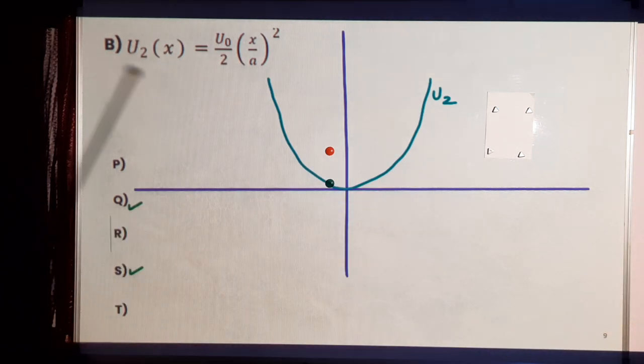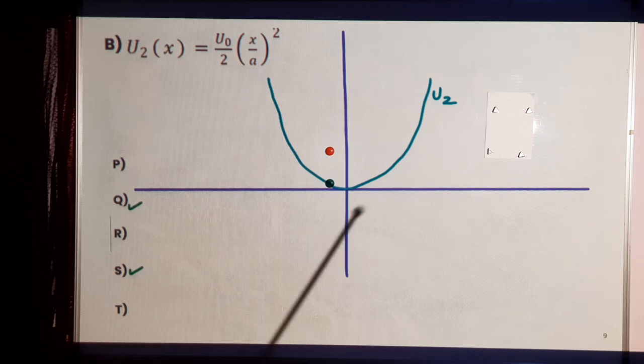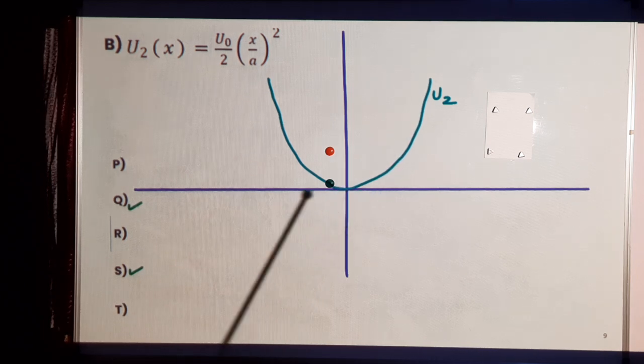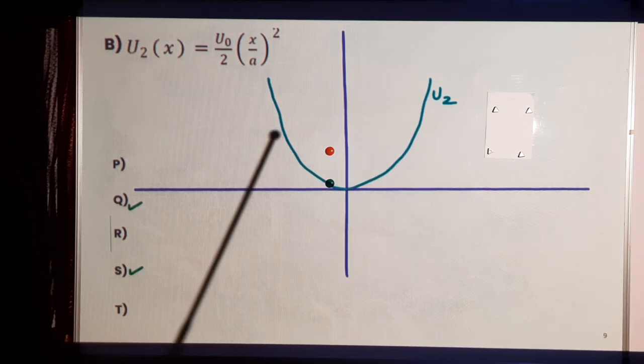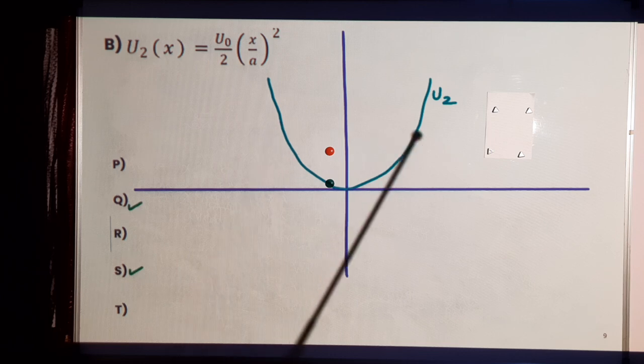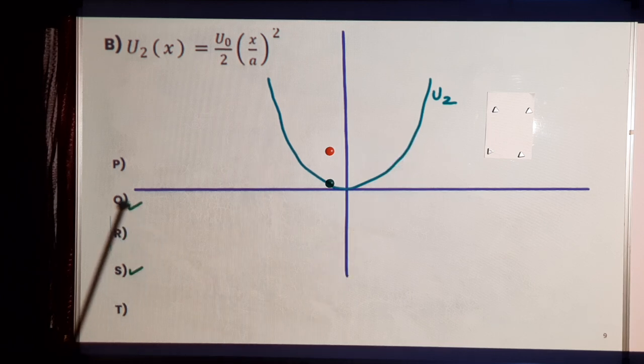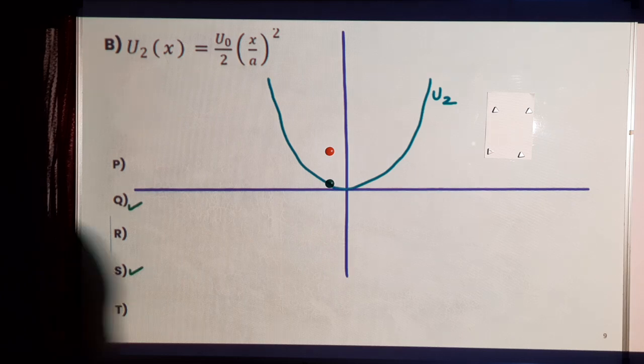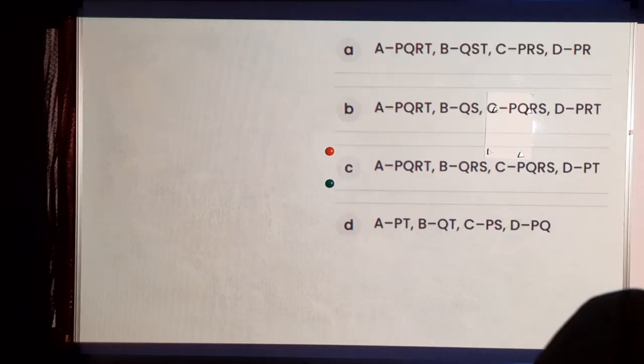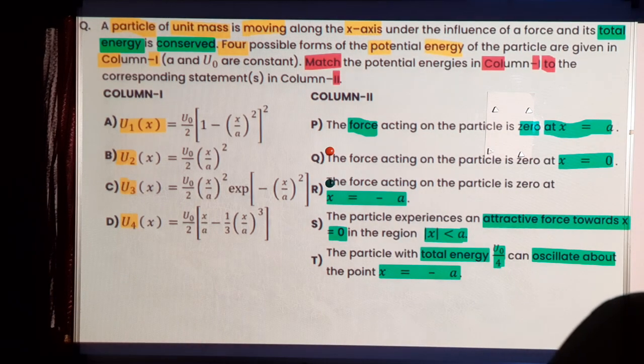Option B, the potential is of this form. It's a simple parabola. So the force is 0 at x equal to 0. At minus a and plus a, the force is not 0. So Q is true. P and R are false. Statement S: yes, there is attractive force towards the origin in the region x between minus a and plus a. So statement S is true. And statement T, oscillate about minus a.